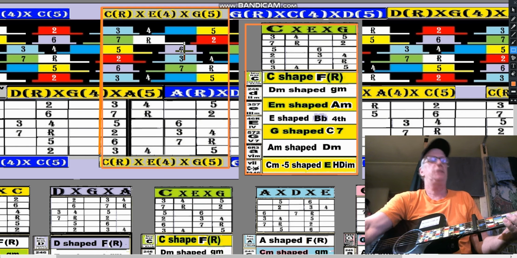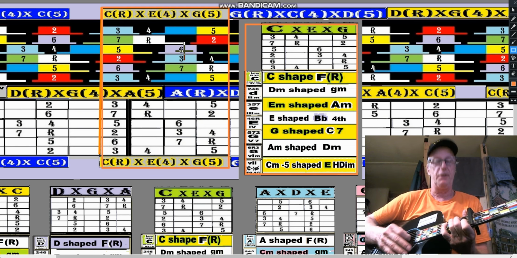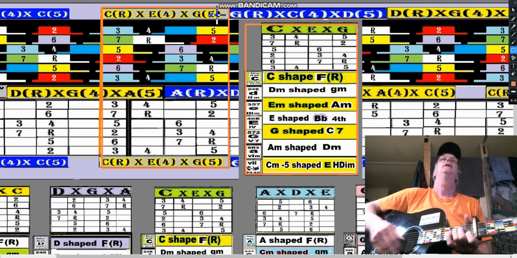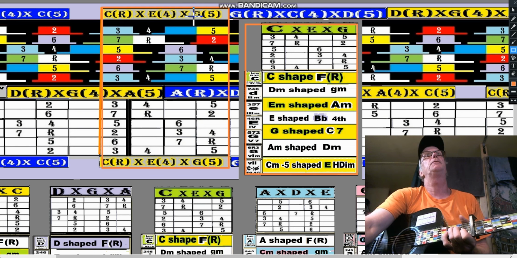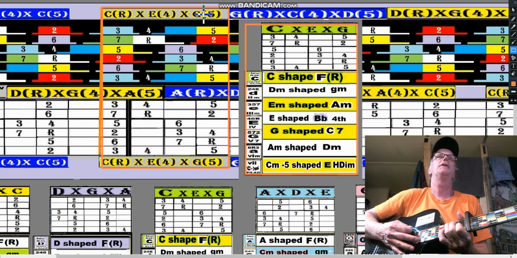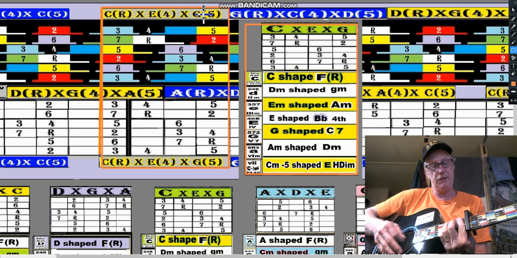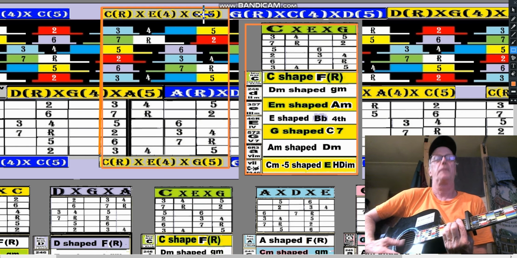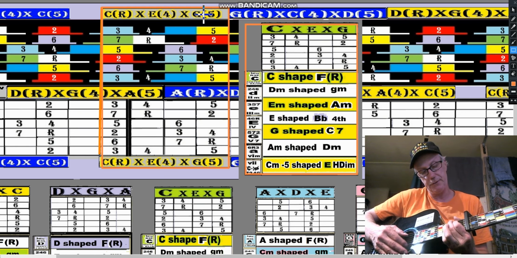So you're in your C box, you have your capo, you have the root, you can do the fourth is E-shaped and the fifth is G-shaped. The fourth is B flat and the fifth is C. So there's the C-shaped F, the E-shaped B flat, and the G-shaped C.